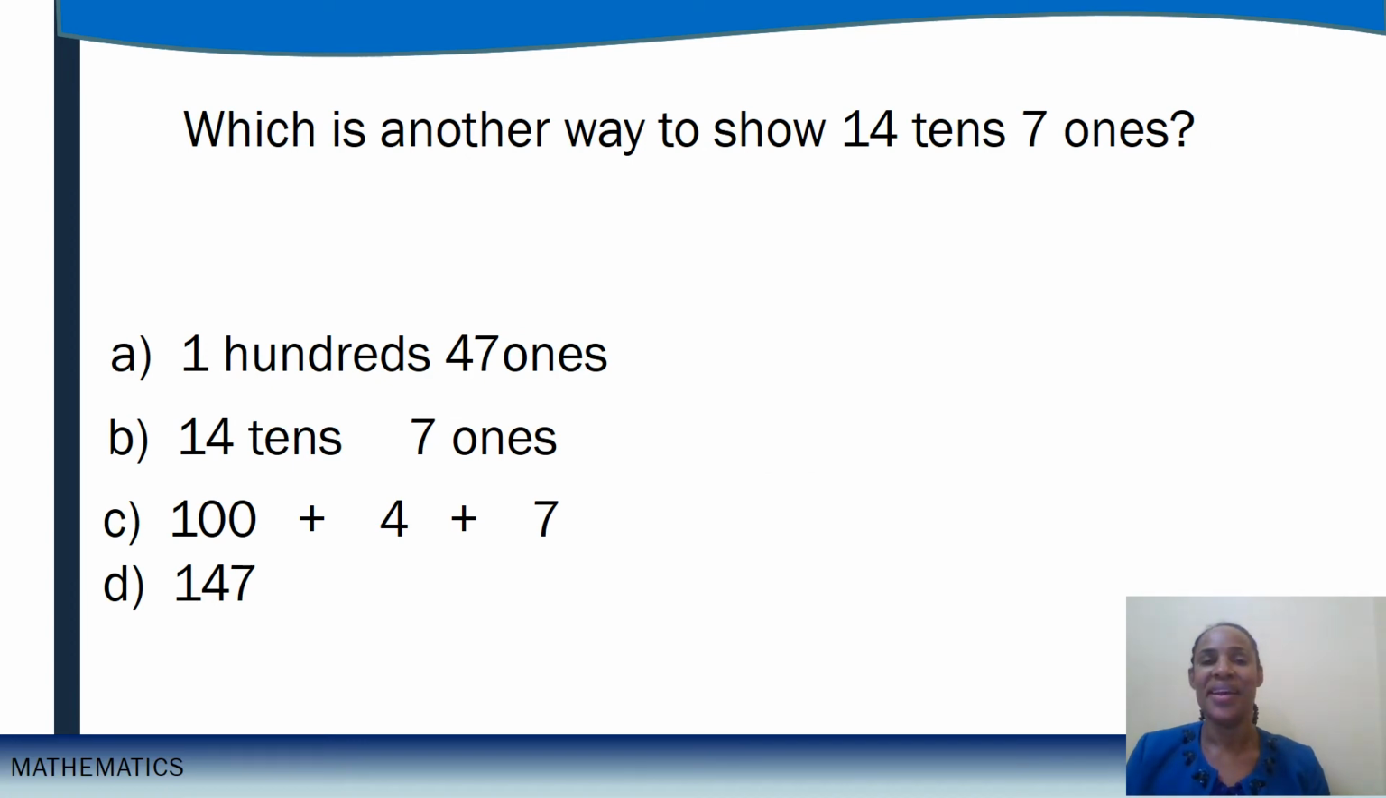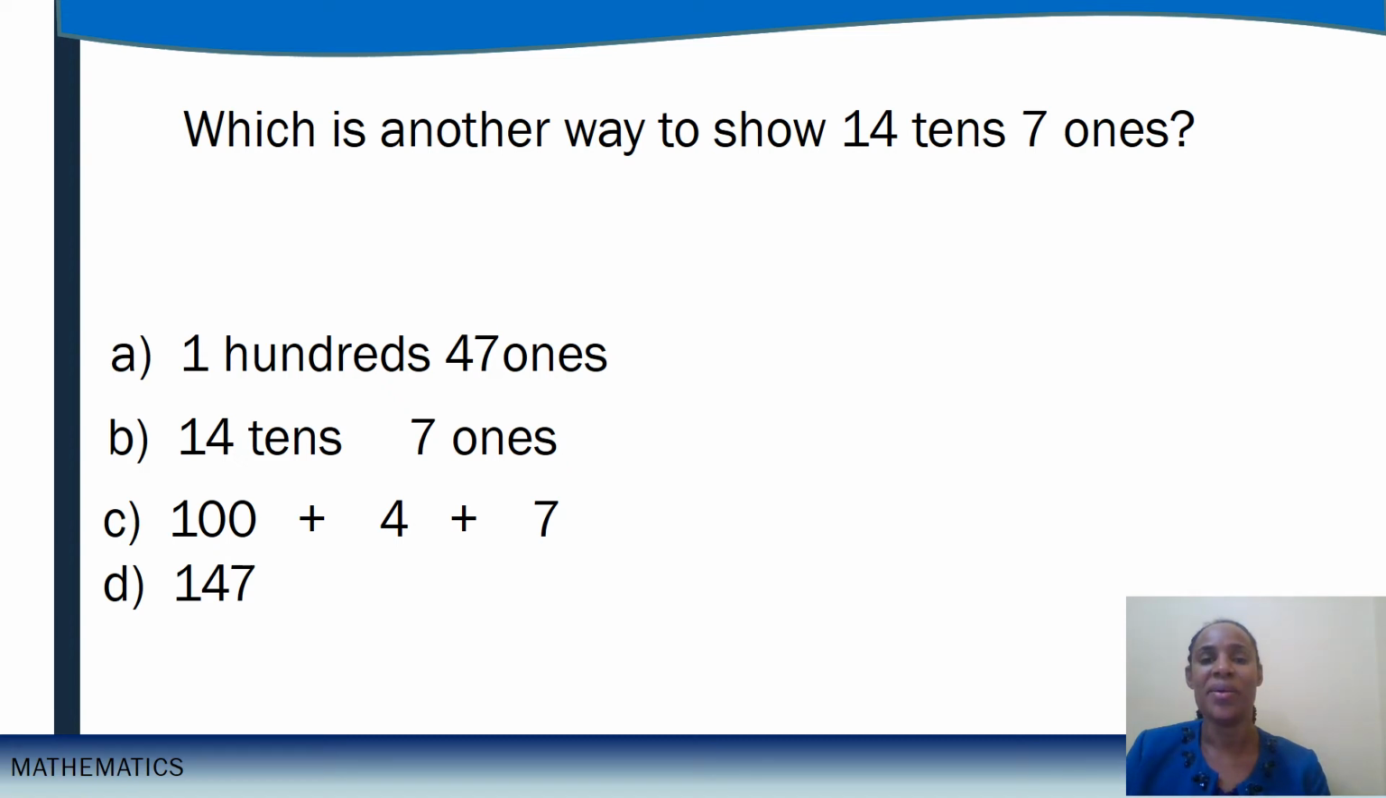Boys and girls, here is your next task. I want you to read the question with me. Which is another way to show 14 tens, 7 ones? How are we going to find out, boys and girls? Great going! If you said we must first look at the value of 14 tens, 7 ones, that is correct.